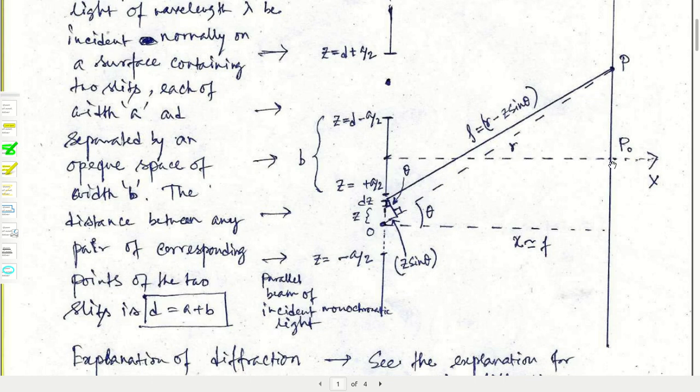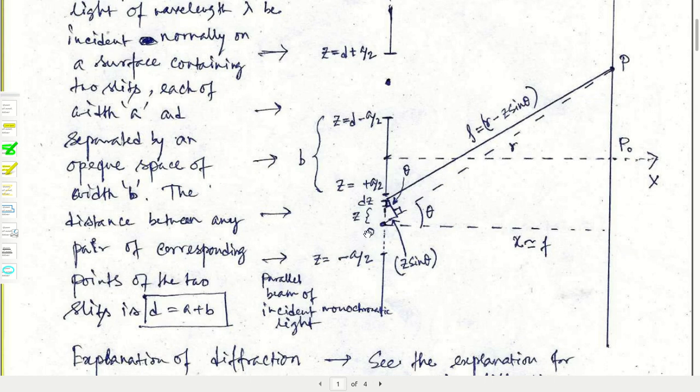Now P0 is the midpoint of the screen, actually the midpoint between the two slits, that is the midpoint of the opaque space b. No, I should reframe my sentence like this. If you draw a perpendicular on the screen from the midpoint of the opaque space, then it will cut the screen at the point P0. Okay, so from P0 we are going to determine the distances of the fringes.